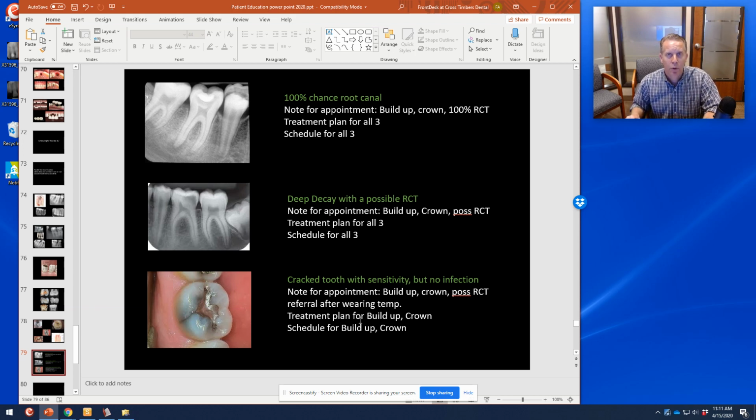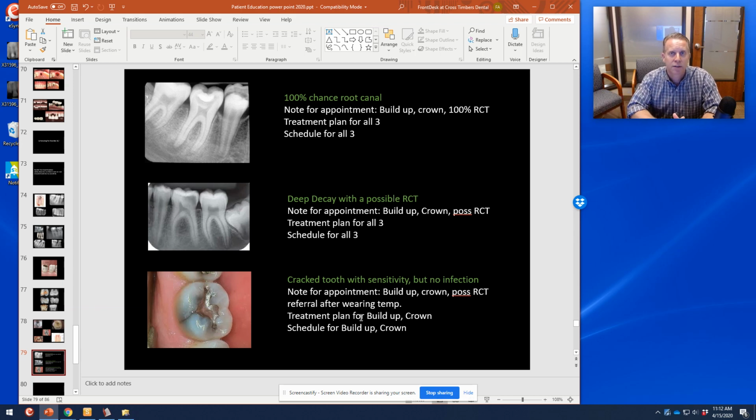We're going to treatment plan for buildup and crown, not the root canal, because if this is going to need a root canal, then we're going to send it to the specialist. We're going to schedule for just the buildup and the crown. Because remember, the patient's going to leave with a temporary, and hopefully that tooth will settle down and they won't need a root canal. If, however, while they're wearing the temporary, their sensitivity persists, then they're going to get referred to an endodontist.